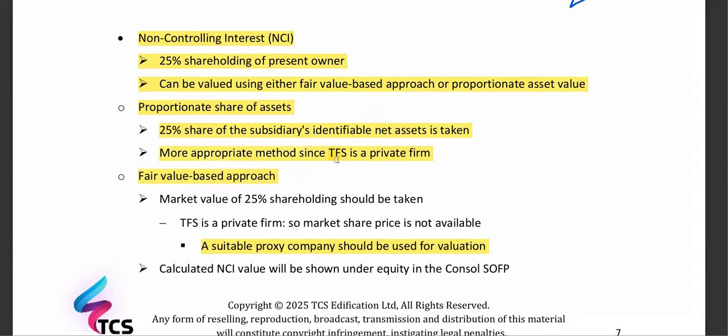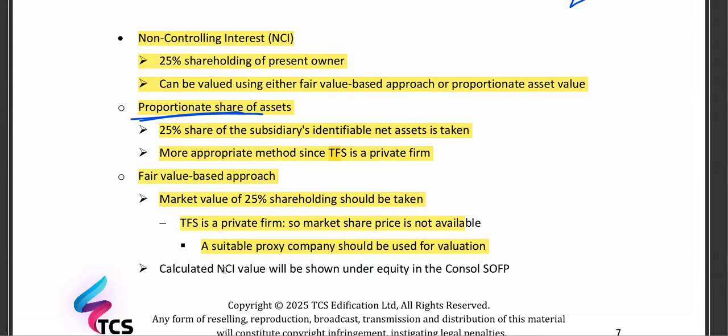However, since the question does not specify which method to use, to the examiner, we should clearly indicate that there are two methods, and this is how both methods would work. And my recommendation in this instance would be to use the proportionate share of assets, because TFS is a private entity. And however the valuation is carried out, remember the NCI value will be shown under equity in the consolidated statement of financial position. So in the equity section, you will see the 25% value attributable to the non-controlling interest.